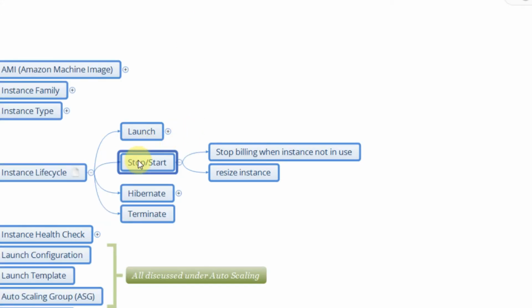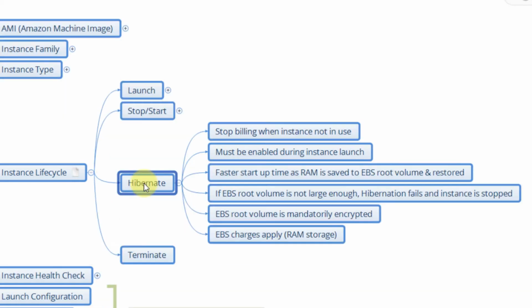Now, why would you want to stop and then start an instance? So if your instance is not in use and you want to stop the billing hours for your instance, that's a good time to stop it. Or if you want to resize an instance or change the instance type, that's another time when you can stop an instance. Hibernate is very similar to stop. So it stops billing. If you want to stop billing when the instance is not in use, you can hibernate. Remember that the hibernate feature must be enabled during instance launch.